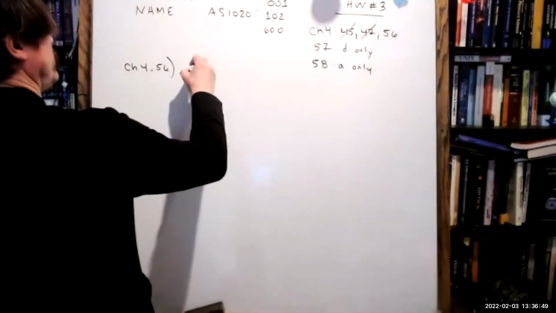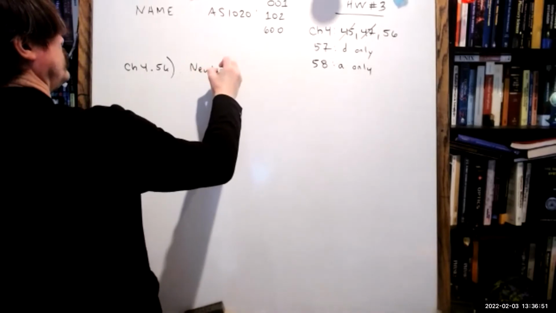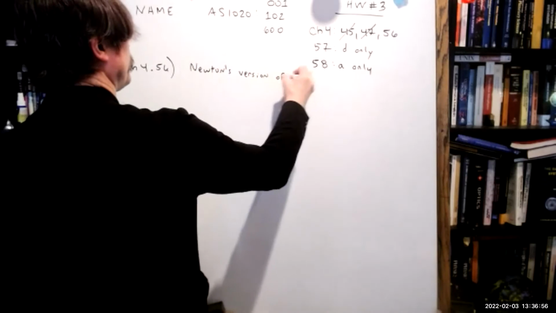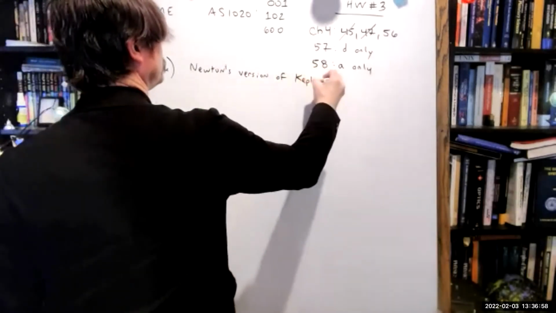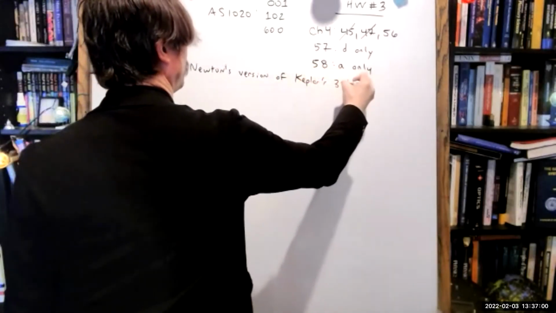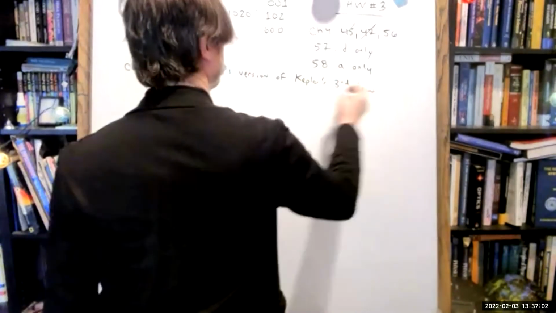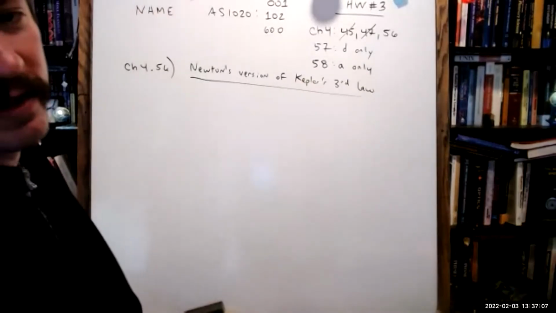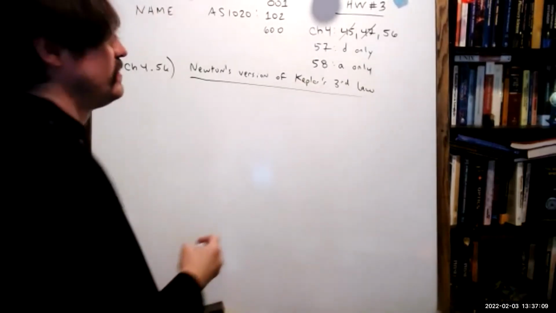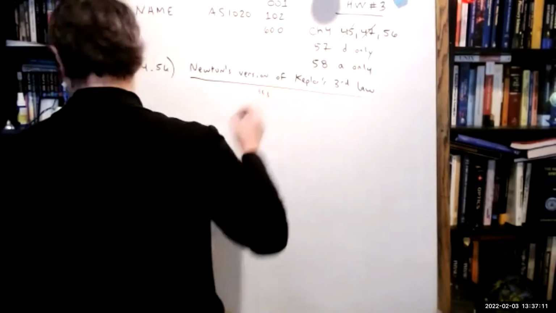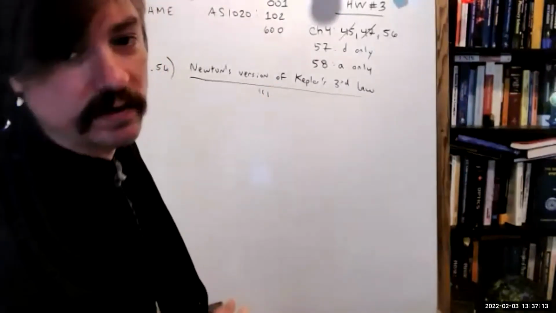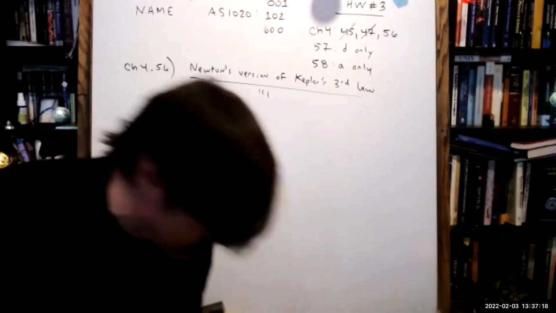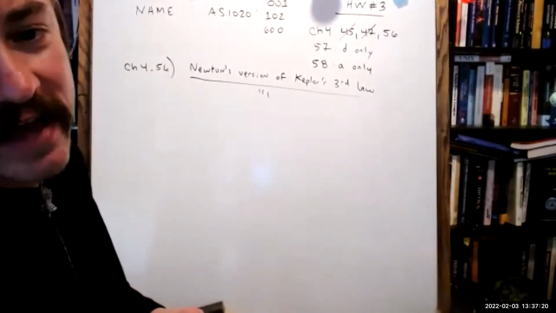This formula is known as Newton's version of Kepler's third law. Newton's version of Kepler's third law is such a lot to say that sometimes I just refer to this equation as NK3.